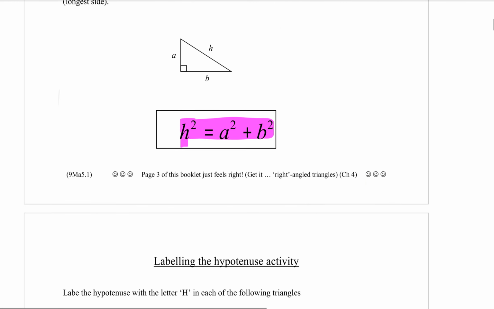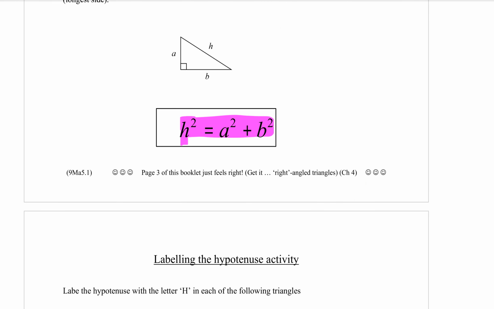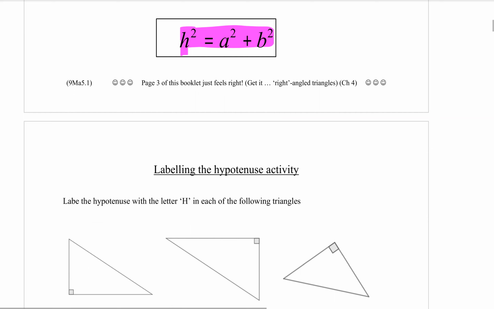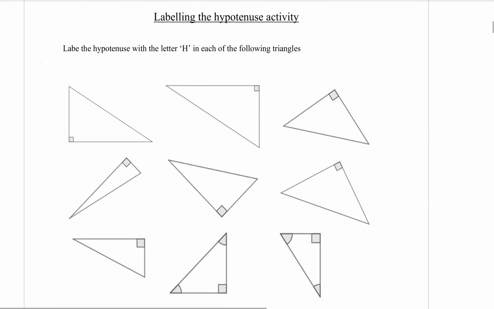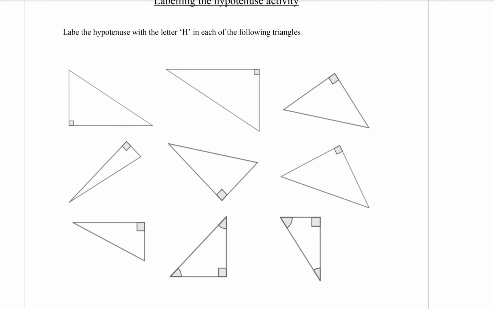All right. So that's the formula. H squared equals a squared plus b squared. Now, before we use it, here is some extra practice labeling. So I want you to have a go again. You can do these ones. It just says label the hypotenuse with the letter H.